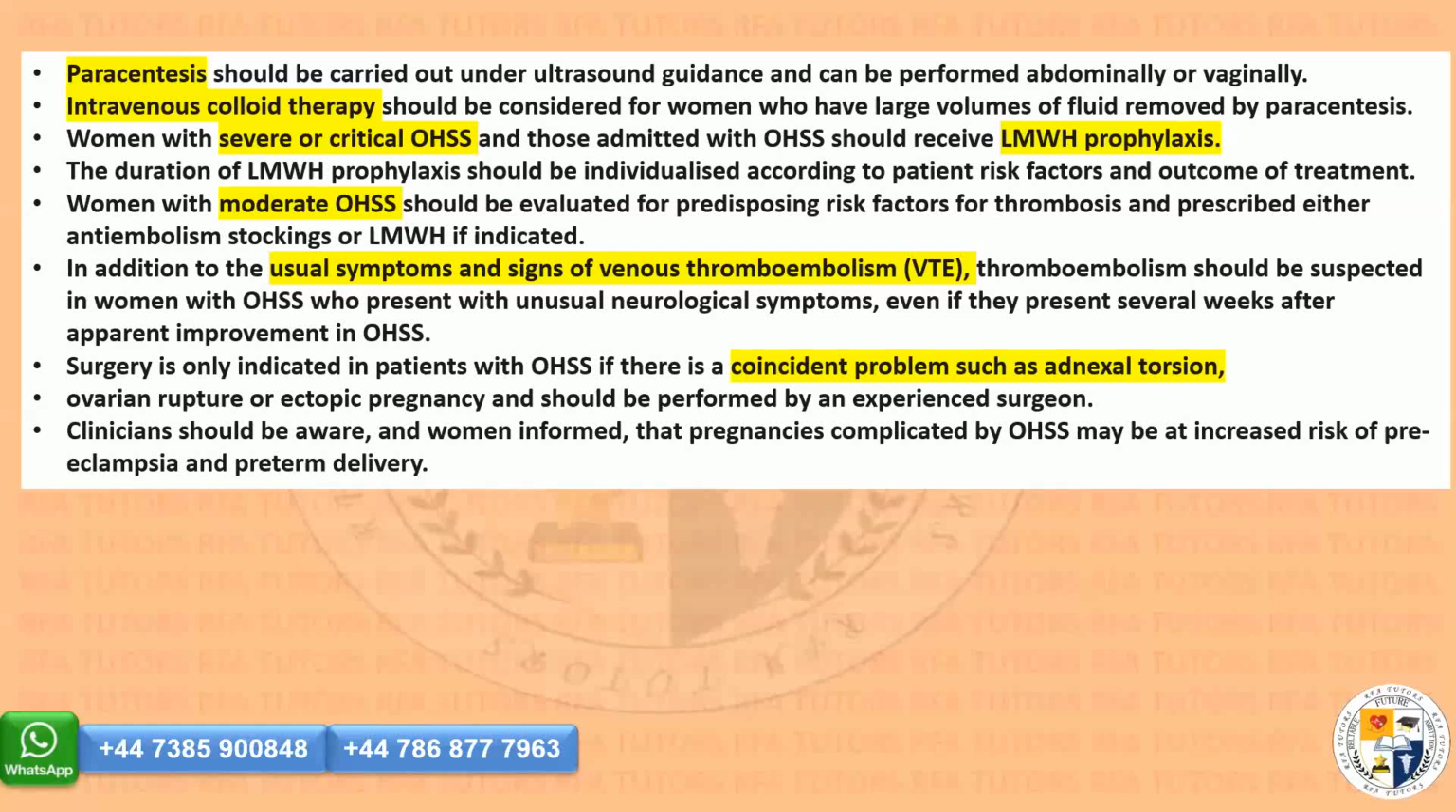Women with moderate OHSS should be evaluated for additional risk factors for thrombosis, and they should be given anti-embolic stockings and low molecular weight heparin if indicated, because in the upper recommendation, they say severe or critical OHSS should receive low molecular weight heparin. That means for moderate, we have to analyze as per additional risk factors, right? And then they say that if the patient has some additional problem, such as coincidental torsion, surgery would be required. They say in the recommendations that pregnancy complicated by OHSS may be at increased risk of preeclampsia and preterm delivery. All right. Yes, definitely. Yes, Adam, it's being on record. So definitely you'll get that.